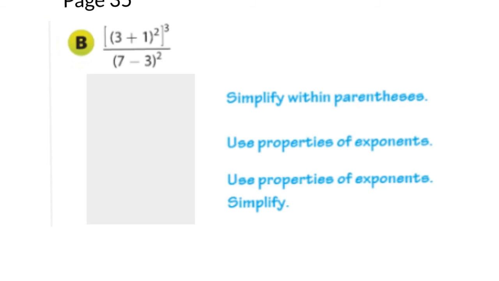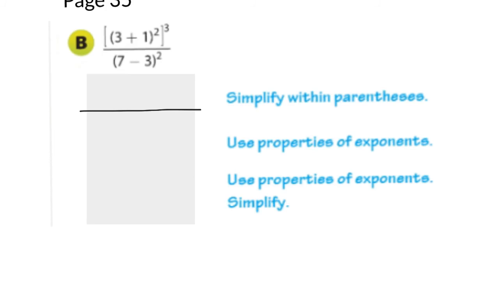Okay, so here's problem B, same page. And you see we have a division problem. We have 3 plus 1 raised to the 2nd power, and that whole thing raised to the 3rd power, over 7 take away 3, and that is squared, raised to the 2nd power.